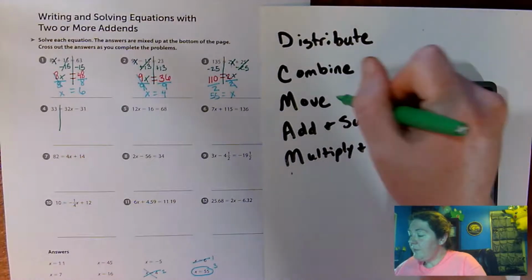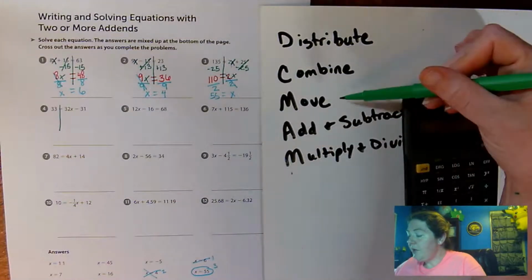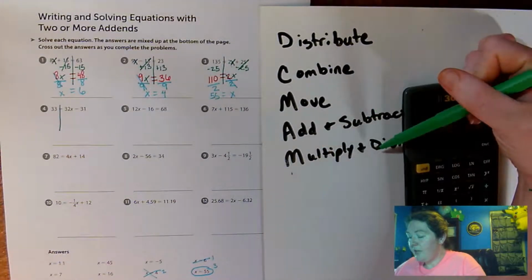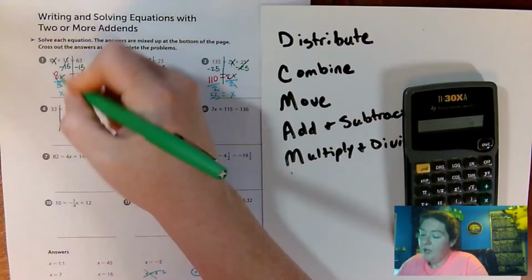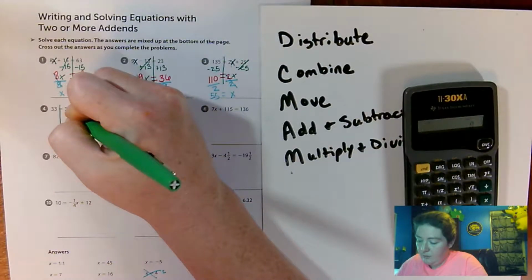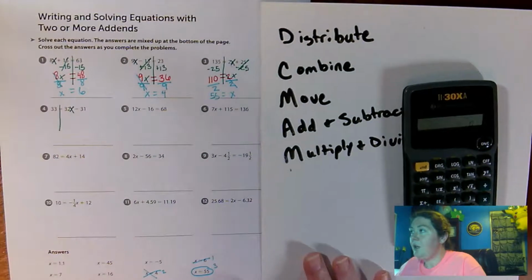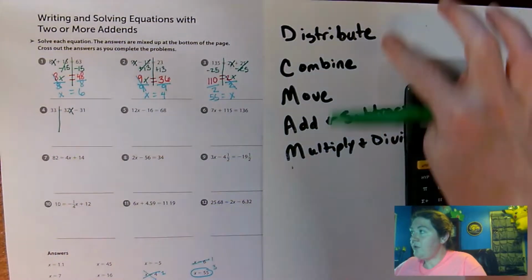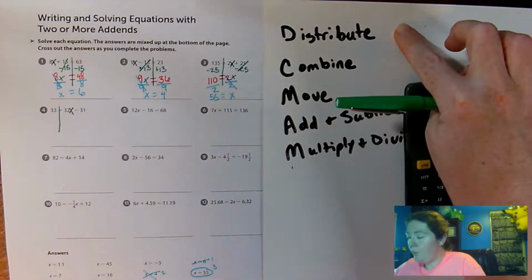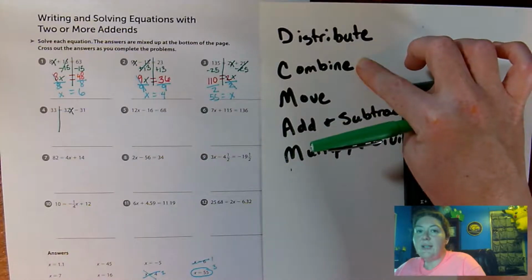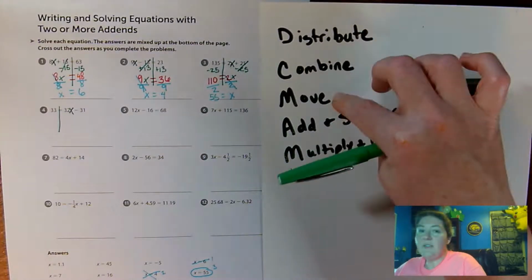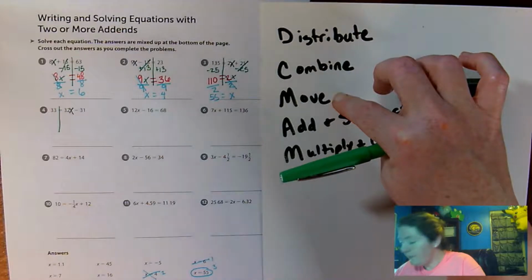Don't call me after midnight. Distribute, combine, move, add and subtract, multiply and divide. Who am I trying to make happy? I'm trying to make Mr. X happy. Do I have anything to distribute? Nope. Do I have anything to combine? Nope. Do I have anything to move? No, we haven't done that yet.